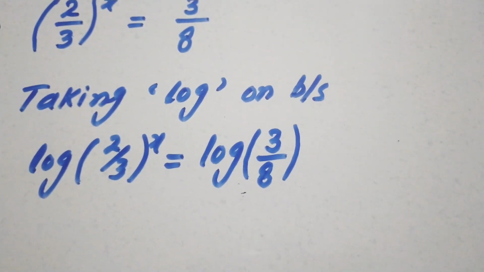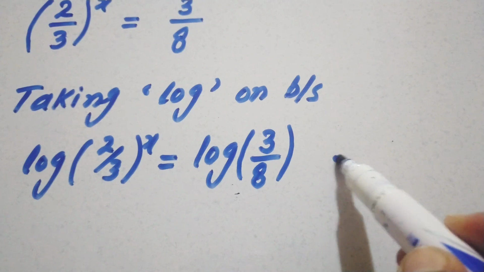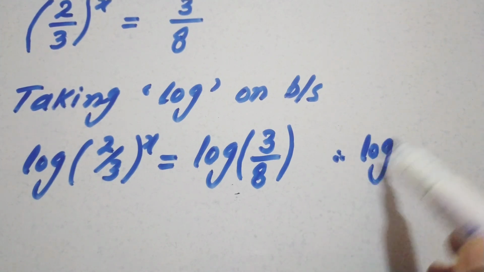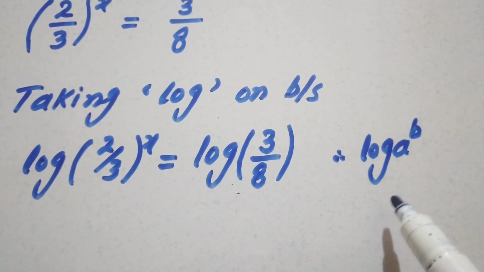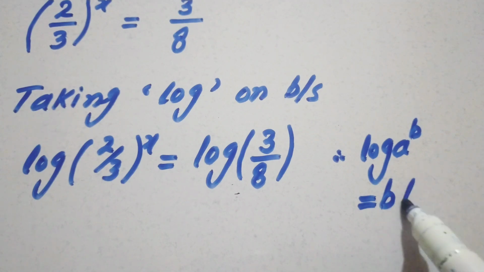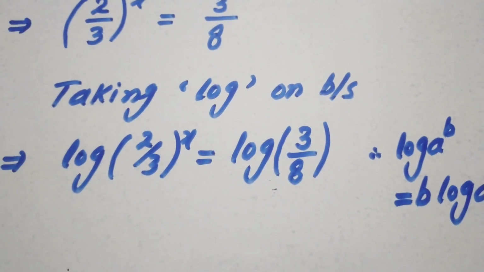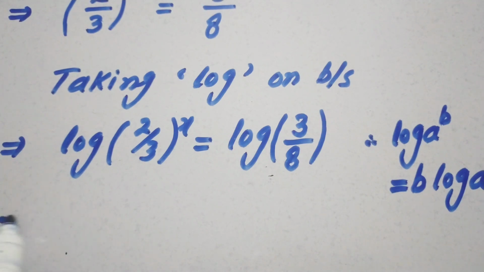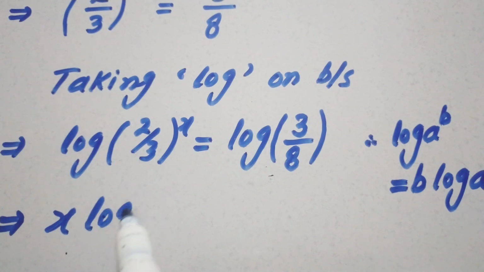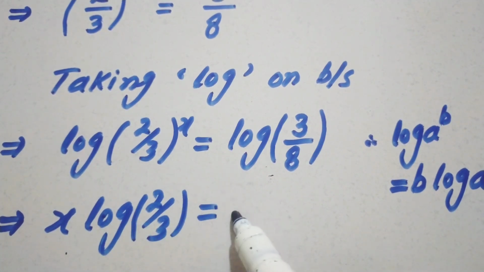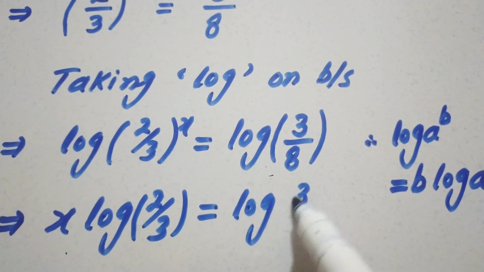Now by using a logarithmic property, that if we have log of a to the power b, then this is equal to b log of a. Using this property here, this will become x log of 2 divided by 3, this is equal to log of 3 divided by 8.